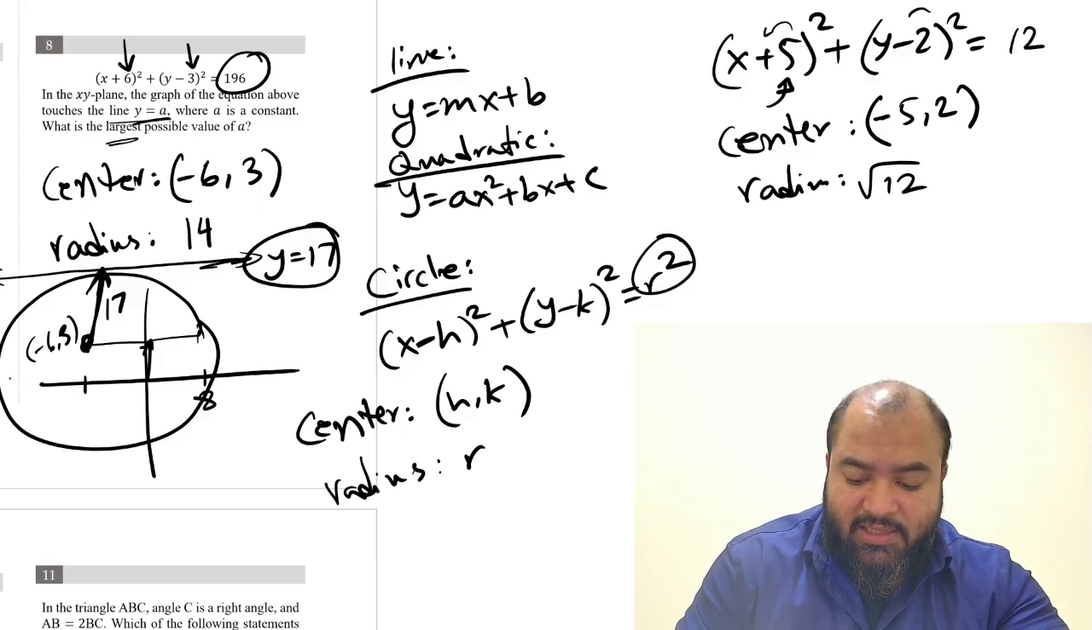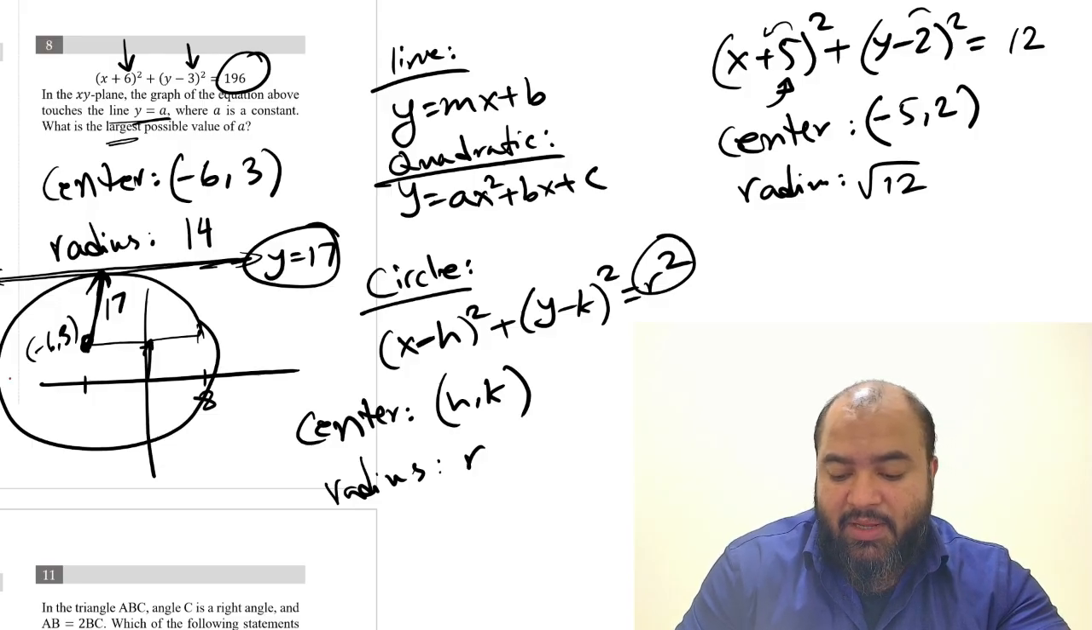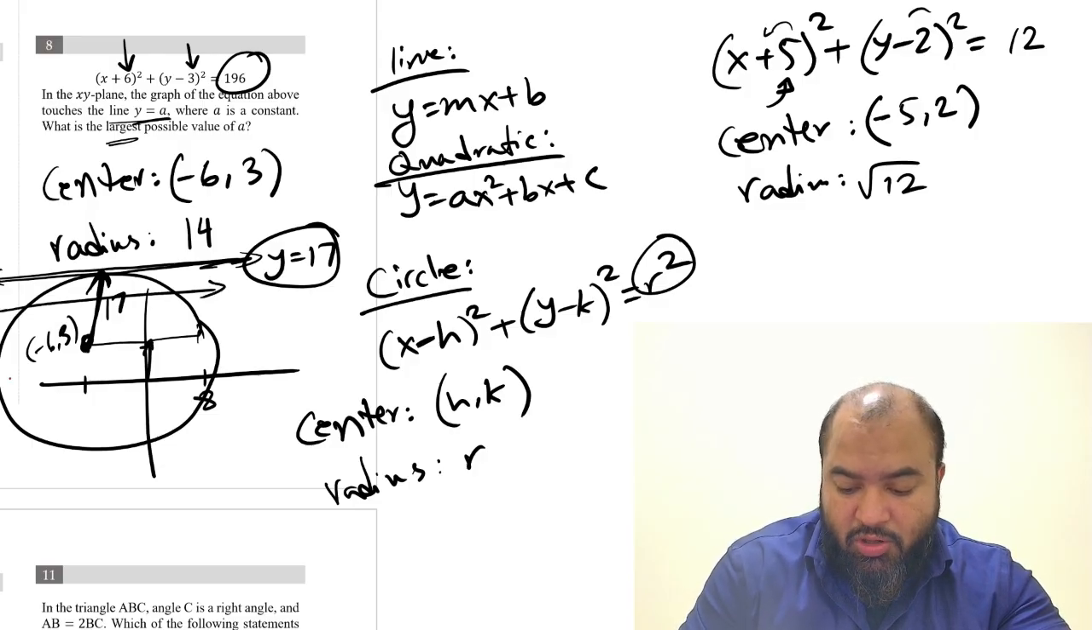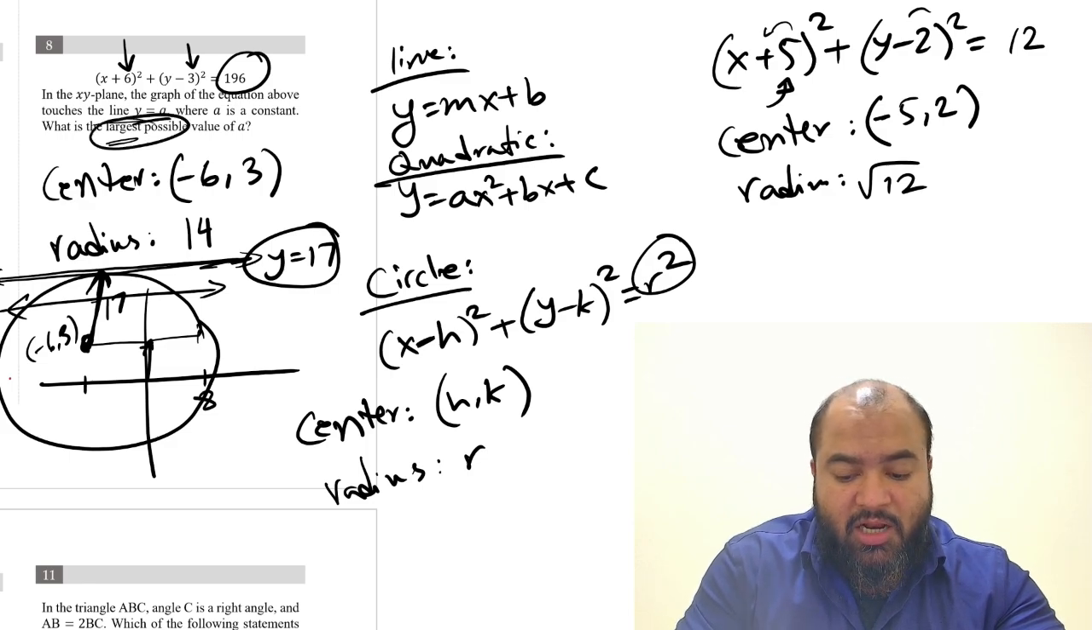Okay, so the center was negative 6 comma 3, and y equal to 17 will be a line. It's like it touches one time, and that's the highest. If you bring the horizontal line down more, it will be less and less. But they said, what is the largest?